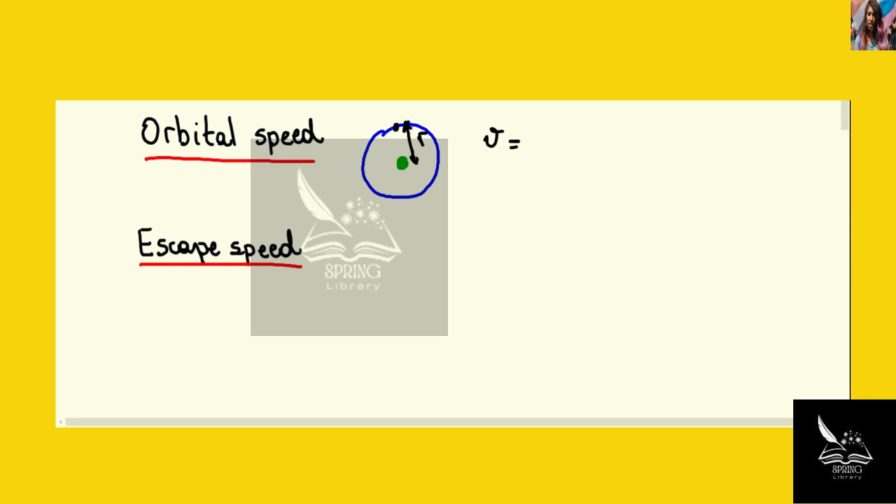The speed of a body so that it makes a circular trajectory around the planet is equal to the square root of G, Newton's gravitational constant, times the mass of the planet divided by r. Also, given that a body is located at a certain distance r from a planet, the speed it needs in order to escape the orbit of the planet is equal to the square root of 2GM divided by r.